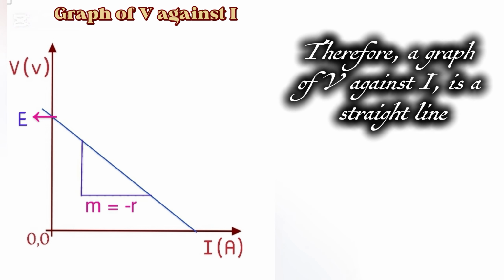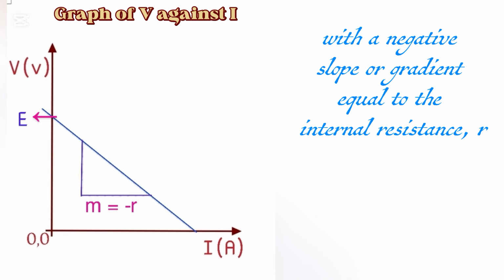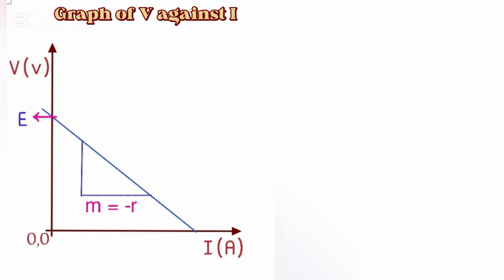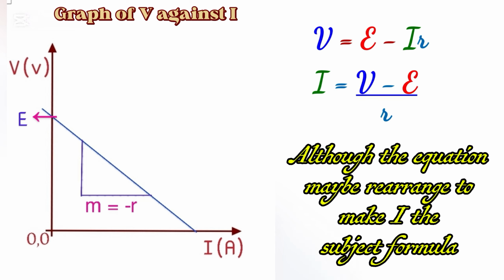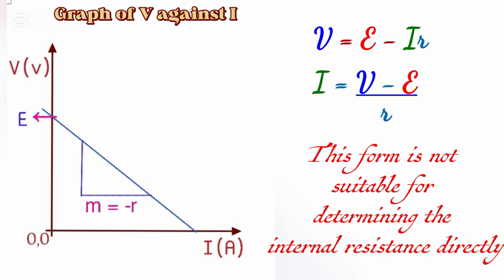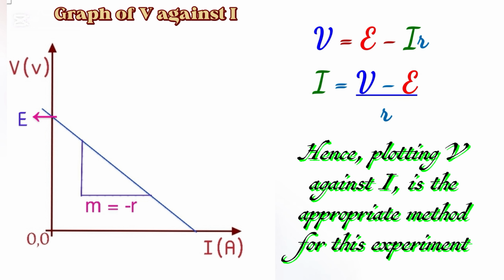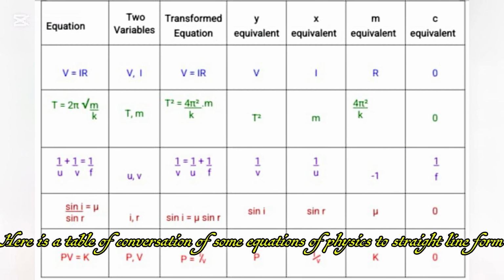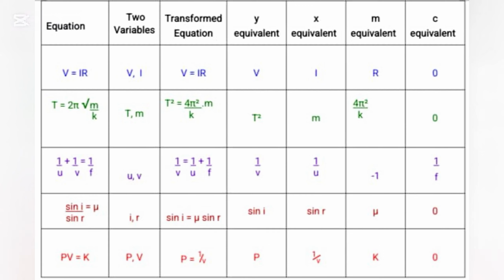Therefore, a graph of V against I is a straight line with a negative slope or gradient, which is equal to the internal resistance r, and V-axis intercept equal to EMF E of the cell. Although the equation may be rearranged to make I the subject of the formula, this form is not suitable for determining the internal resistance directly. Hence, plotting V against I is the appropriate method for this experiment. Here is a table of conversion of some equations of physics to straight line form. The equation, the two variables, the transformed equation, the y equivalent, the x equivalent, the m equivalent, and the c equivalent.